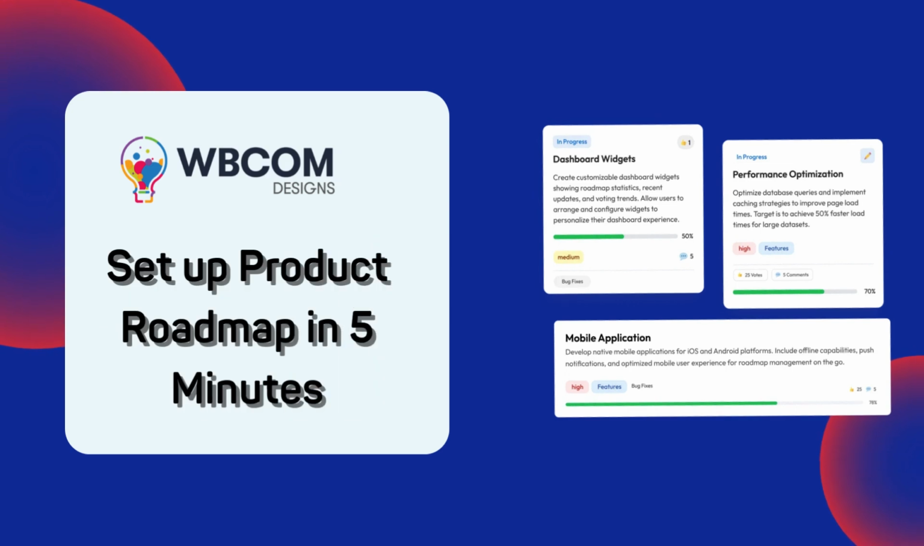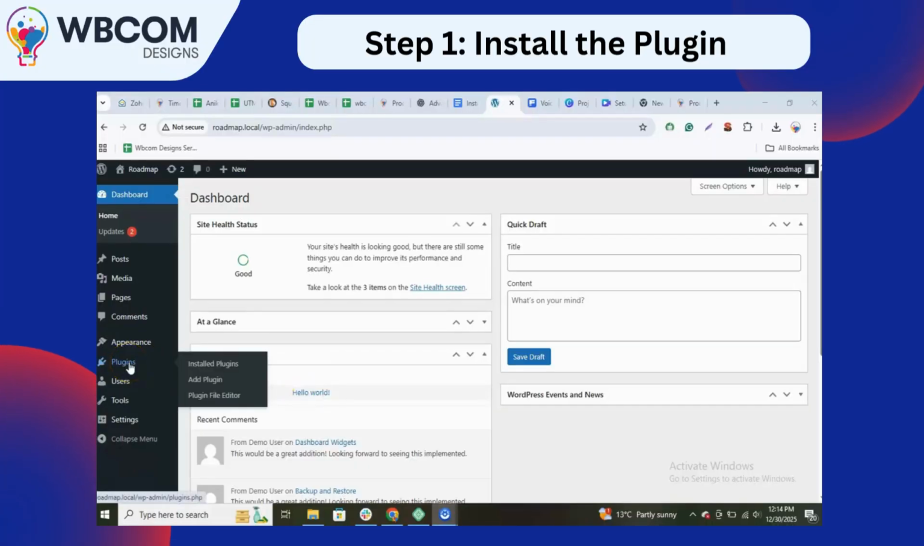Welcome! In this video, I'll show you how to set up product roadmap on your WordPress site in just a few minutes. By the end, you'll have a fully functional public roadmap with voting and suggestions. Let's get started. First, let's install the plugin.